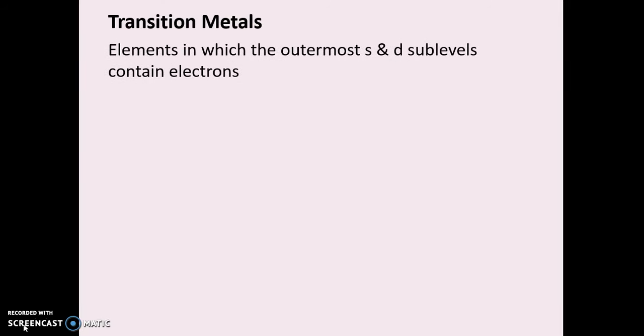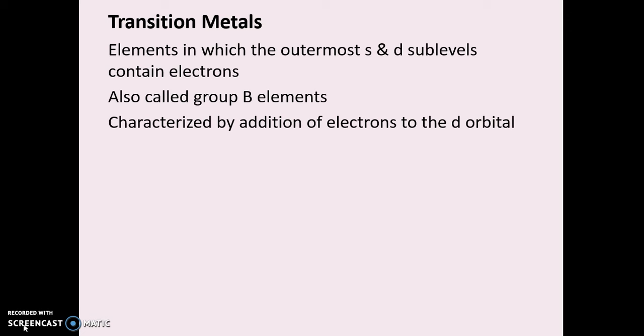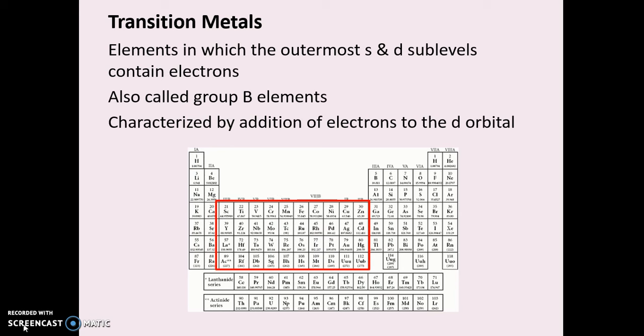Transition metals are where your outermost S and D sublevels have electrons. Transition metals are also called group B. So the representative elements are A, the transition metals are group B. They are characterized by the addition of electrons to the d orbital. So when you start getting to the transition metals, that's when you start seeing d orbitals start to fill up. And they're this middle block here. So you'll see the representative elements are not highlighted on the left and the right. It's this middle part that drops down a little bit lower that are your transition metals.